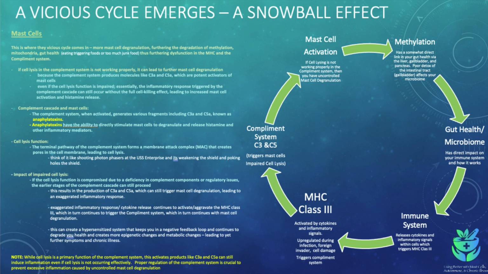This is where the vicious cycle comes in. More and more mast cell degranulation, furthering the degradation of methylation, mitochondria, and gut health. And eating triggering foods or too much junk food is not going to help you at all, thus furthering the dysfunction in the MHC and the complement system.